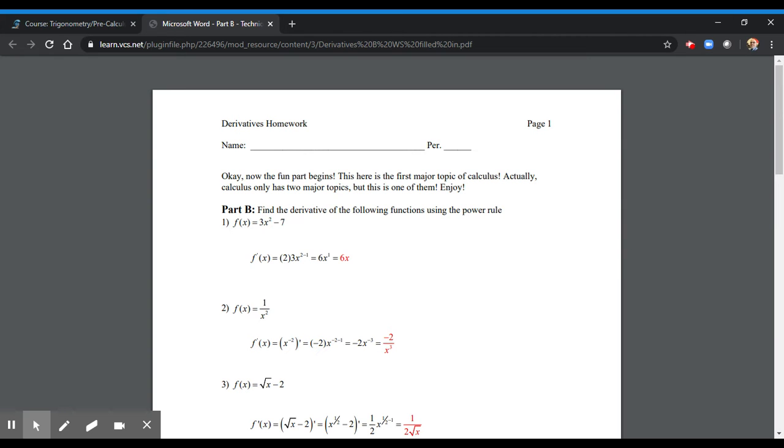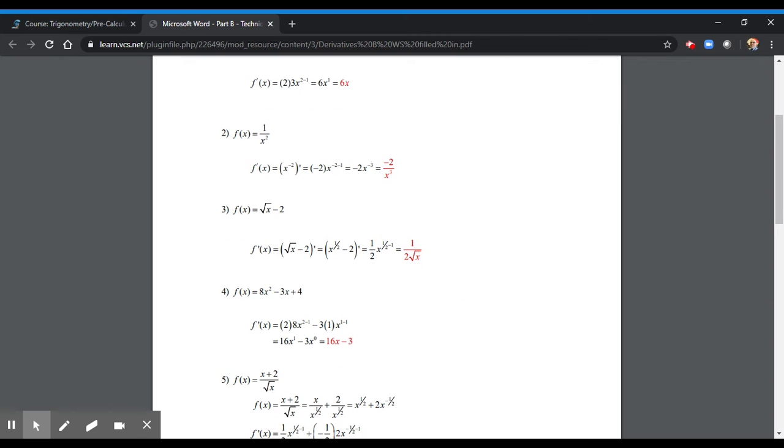All right, this one I think we did in class. We'll do it again real quick. 1 over x squared, the derivative of that. Well, we're going to put the x into the numerator and call it x to the negative 2. So bring the negative 2 down in front, subtract 1 from negative 2, and we have negative 2 times x to the negative third power, which we could write as negative 2 over x cubed.